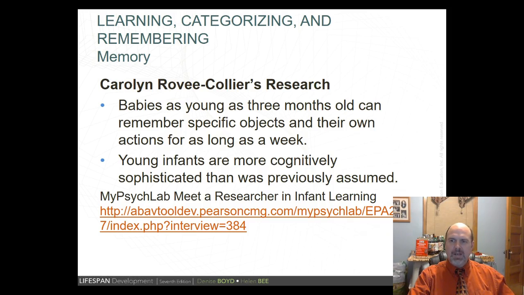Now, Rovee-Collier also hangs an attractive mobile over a baby's crib, attaches a ribbon to the baby's leg, and records leg kicks. Her research supports the idea that young infants are more developmentally sophisticated than developmentalists and Piaget had supposed.